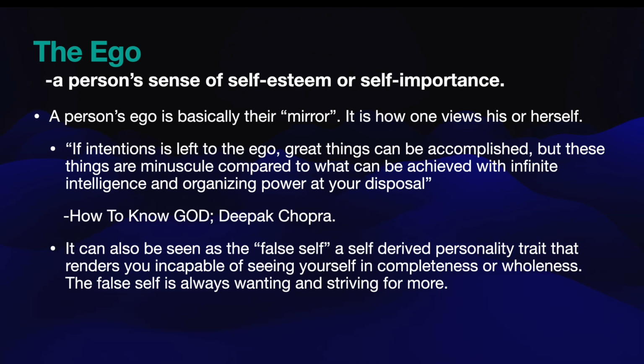So I was reading a book the other day by Deepak Chopra. He's one of the leading researchers and scientists of the mind. He stated this quote, it says, "If intentions are left to the ego, great things can be accomplished. But the things are minuscule compared to what can be achieved with infinite intelligence and organizing power at your disposal." And what he's basically saying is, if left unchecked, your ego can be your ultimate demise or your ultimate downfall.